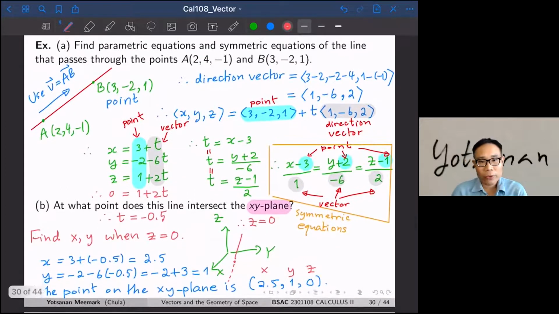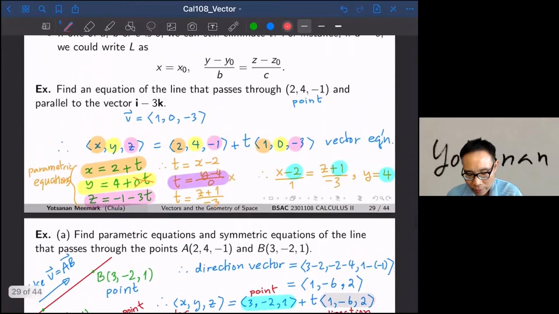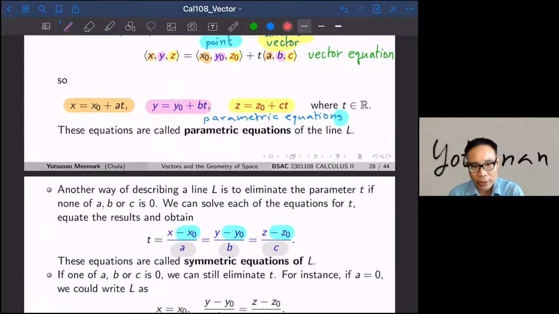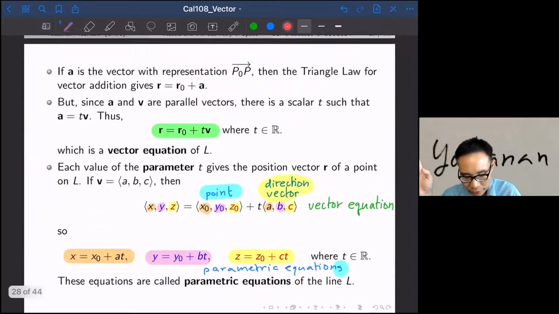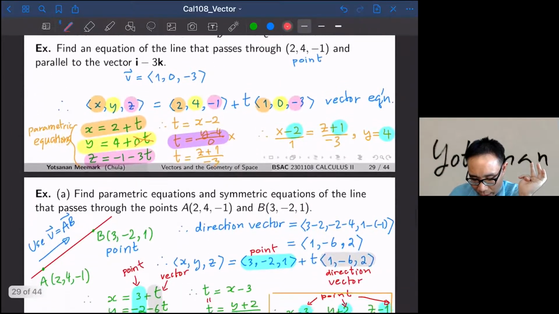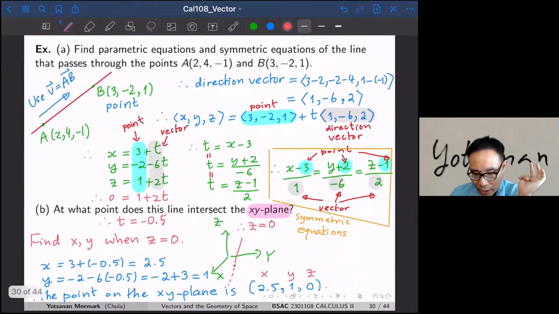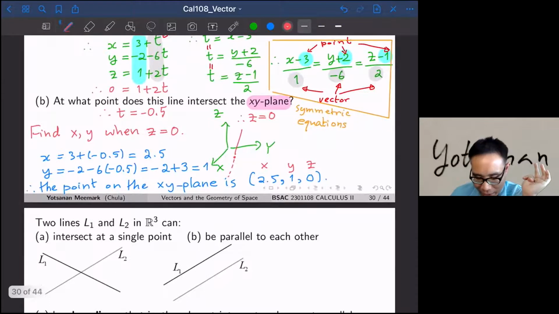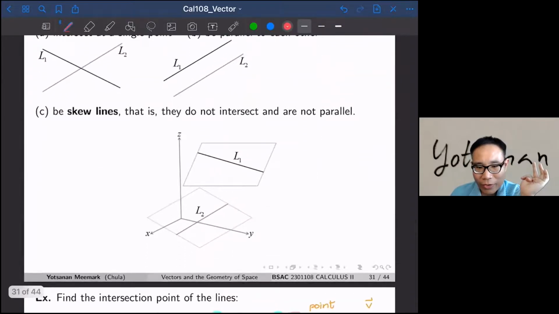That will be the introduction to the equation of the line. You'll be able to find the equation of the line in 3 ways: the parametric equation, the symmetric equation, and the vector equation. Normally, what I will ask you is the parametric equation and the symmetric equation.